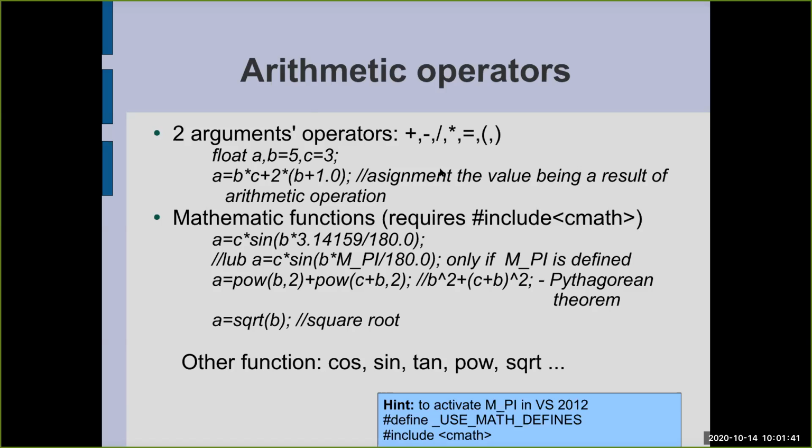So look, in C++, we have several basic operators, so arithmetic operators. These 4 are used to calculate sum, subtraction, division, multiplication. And this operator is called the assign operator. So we use it to assign value.